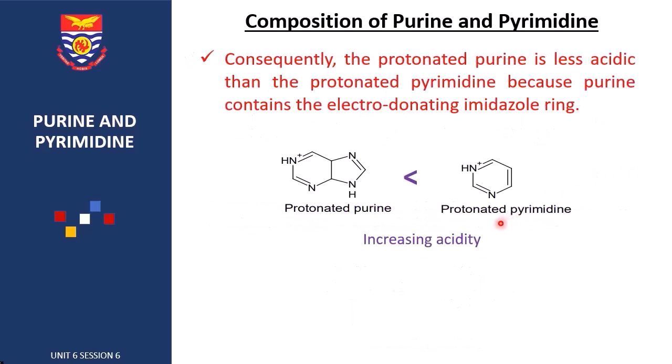So the opposite is true when you look at the conjugate acids of these two. It means that the protonated form of purine will be less acidic compared to the protonated form of pyrimidine, right? So if you want to look at the acidity of purine and pyrimidine, then we can see that pyrimidine is more acidic than purine, which in other words means that purine is more basic than pyrimidine.